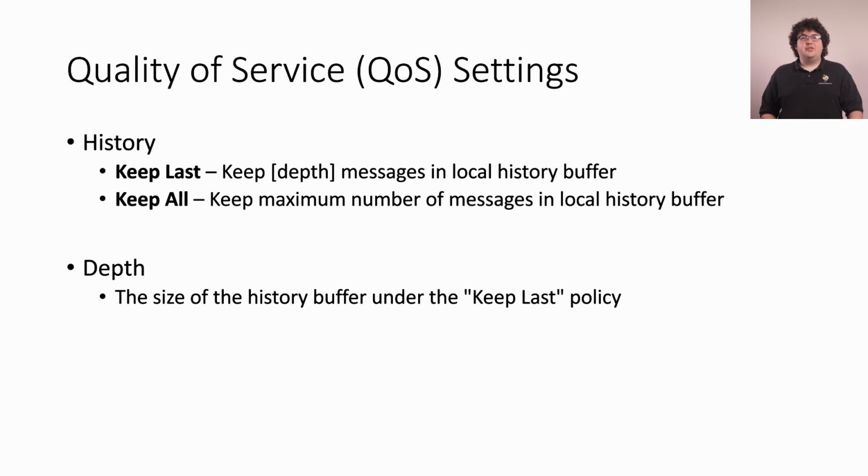The history setting controls how middleware should handle buffering messages waiting to be sent to the network or passed to a callback function. It can be set to one of 2 policies, keep last or keep all. Keep last will only buffer up to a configured max number of messages. Keep all will keep as many messages as the middleware resources can support. The depth setting is used to control the size of the history buffer when the keep last policy is used.